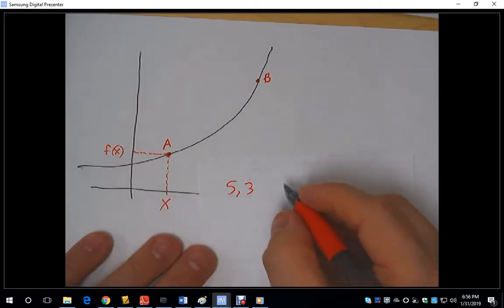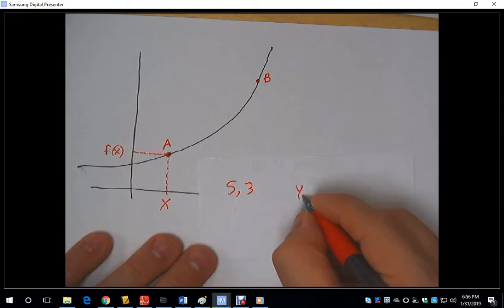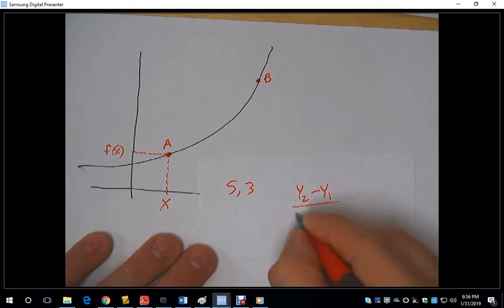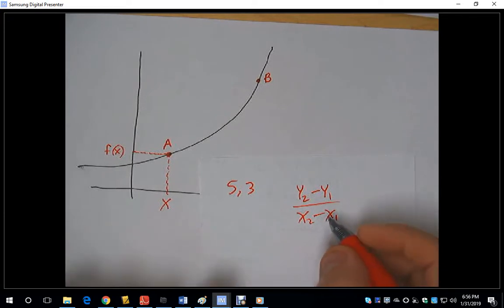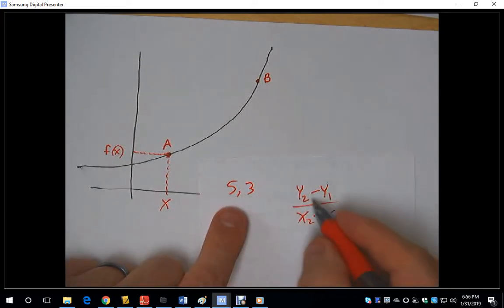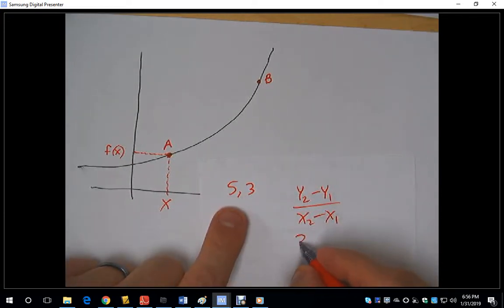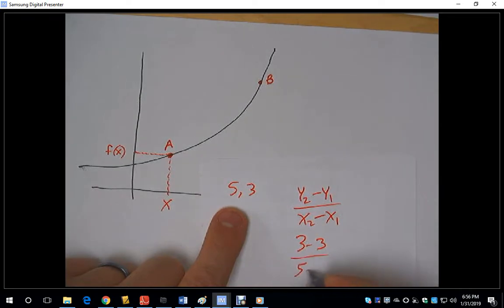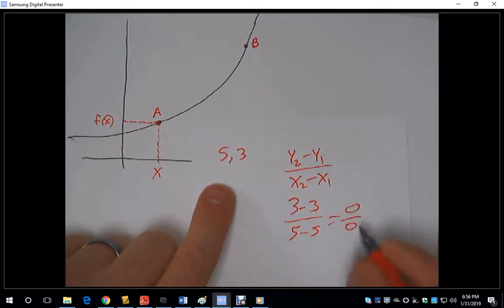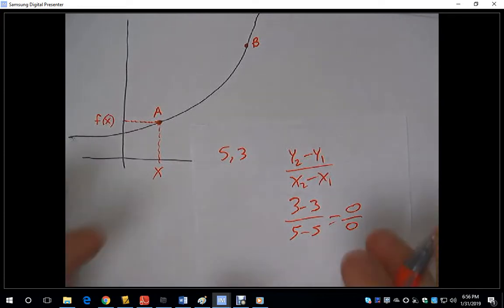Well, using my equation that I had before, y sub 2 minus y sub 1 over x sub 2 minus x sub 1, and I plug in the same point for my values, that would give me 3 minus 3 over 5 minus 5, which would give me 0 over 0, which is undefined. So that method doesn't work. There has to be another way.